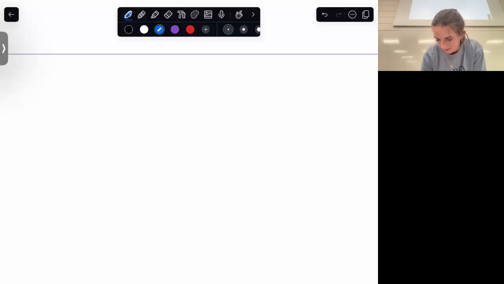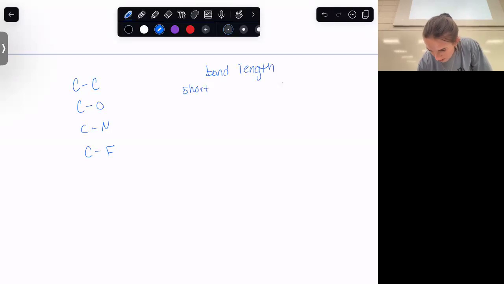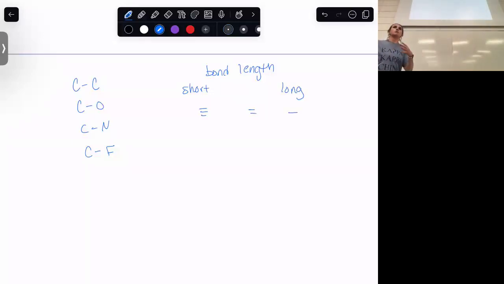All right, you can have carbon, carbon, carbon. So you can have these 4 bonds here. In terms of bond length, which one is your shortest, your triple or your single bond? Your triple is your shortest, right? So we go bond length, short to long. Your triples here, your doubles here, your singles here. So in this case, the general length of your single bond is all the same.